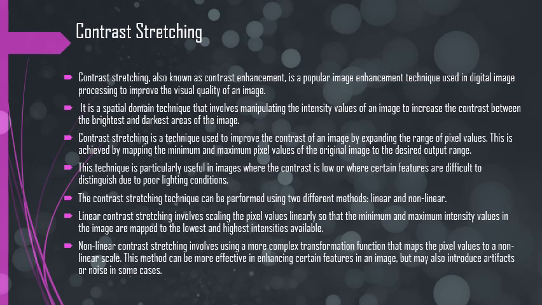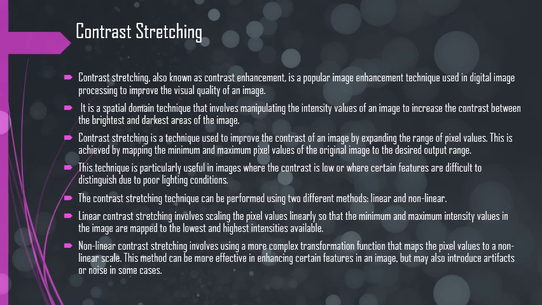Contrast stretching, also known as contrast enhancement, is a popular image enhancement technique which is used in digital image processing to improve the visual quality of an image. It is a spatial domain technique that involves manipulating the intensity values of an image to increase the contrast between the brightest and the darkest areas of the image. Contrast stretching is a technique used to improve the contrast of an image by expanding the range of pixel values. This is achieved by mapping the minimum and maximum pixel values of the original image to the desired output range.